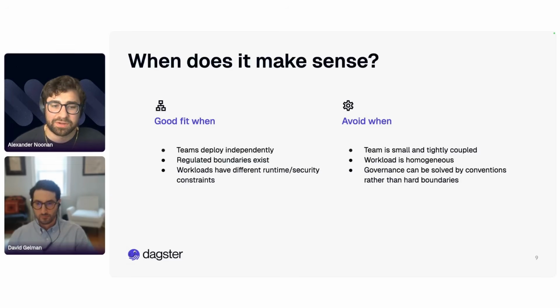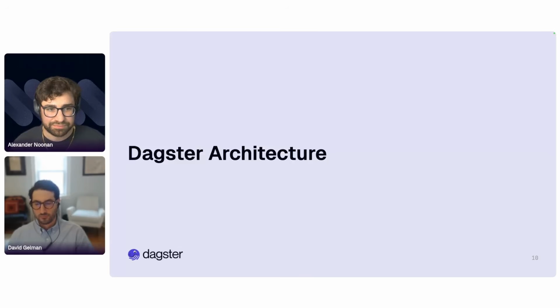And same if your workload is homogeneous. So if everyone is doing the same type of work with the same tools, and if your governance problems can be solved by naming conventions or code review or data warehouse isolation, that may make more sense before adding another layer of complexity to your project. And you can always add isolation later, but it's much more difficult to untangle it once it's already in place.